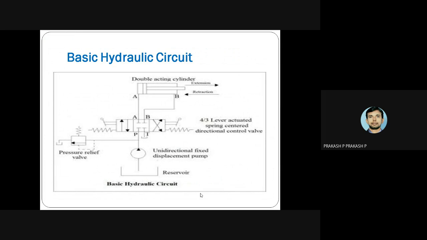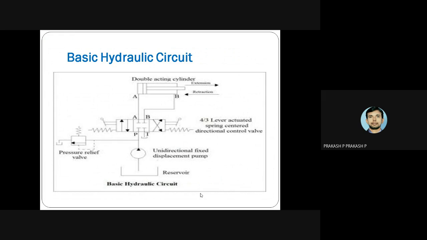At the normal stage, no fluid flow happens in the system, because you can see this is the normal position. Whenever the oil passes through the unidirectional pump from the reservoir, it is sent directly to the pressure relief valve, because ports P and T in the direction control valve are closed.